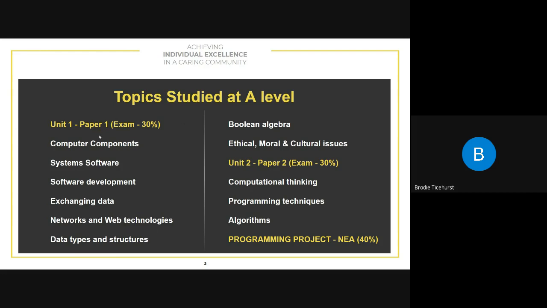Now, the first unit, as you can see, we, in this order, cover what components actually are inside computers, how they work, what their role within a computer is. We then look at the software that is run upon these components that users actually utilize and interact with. We then talk a bit about software development.